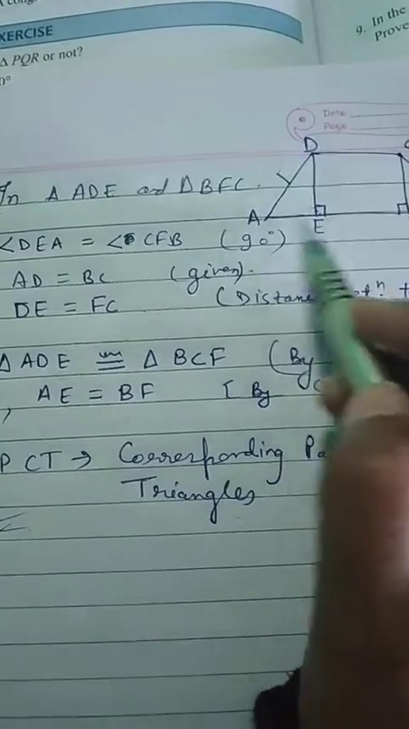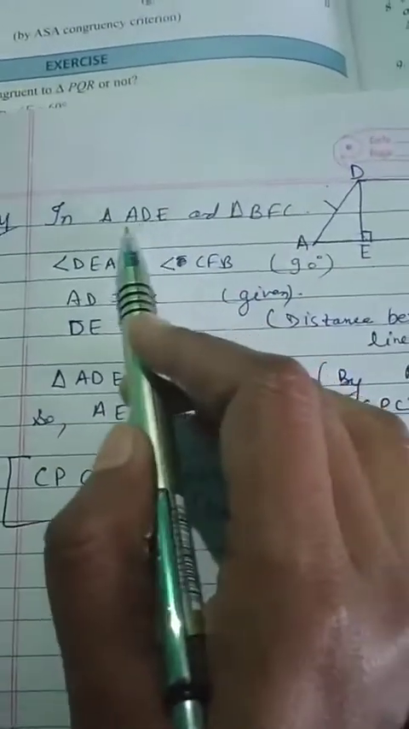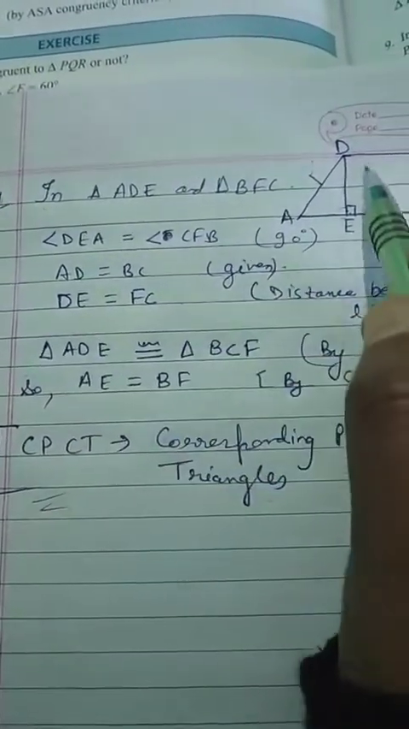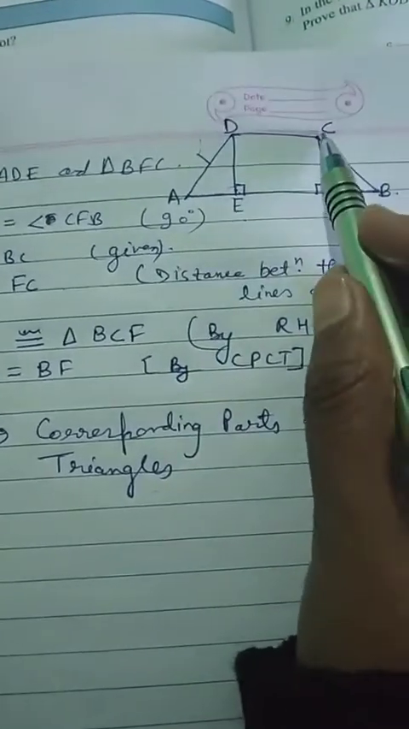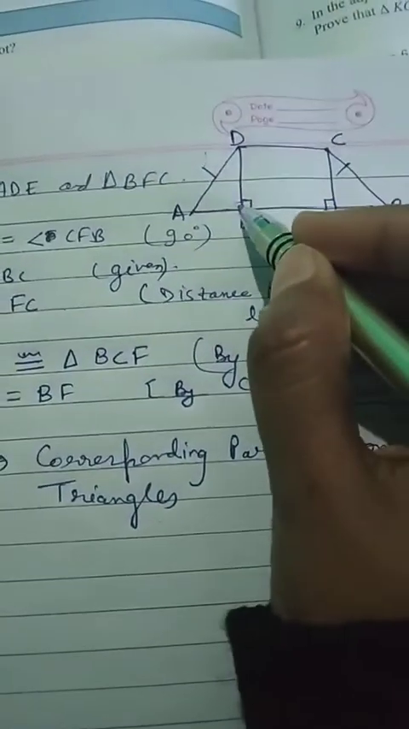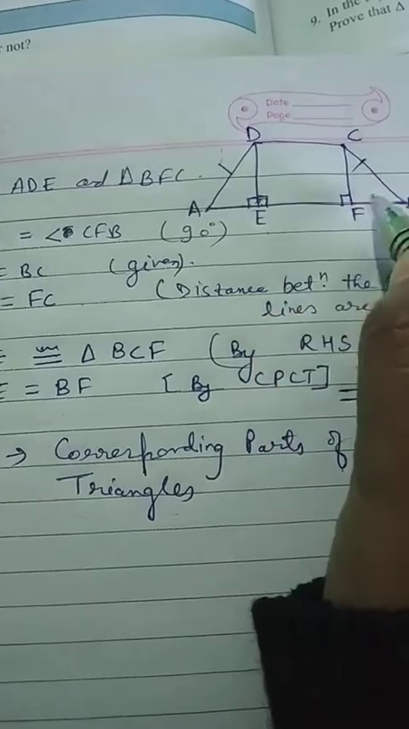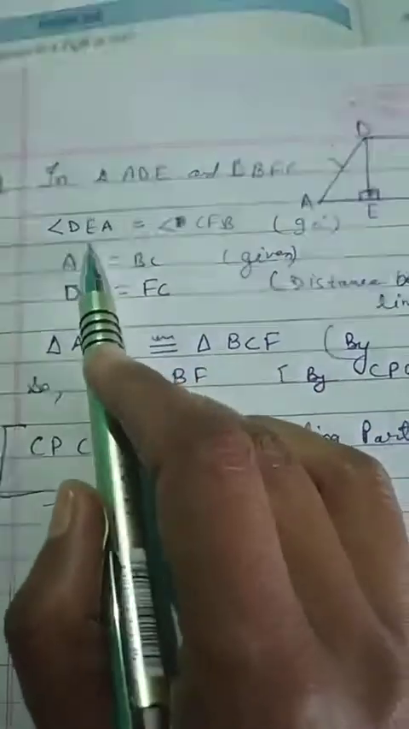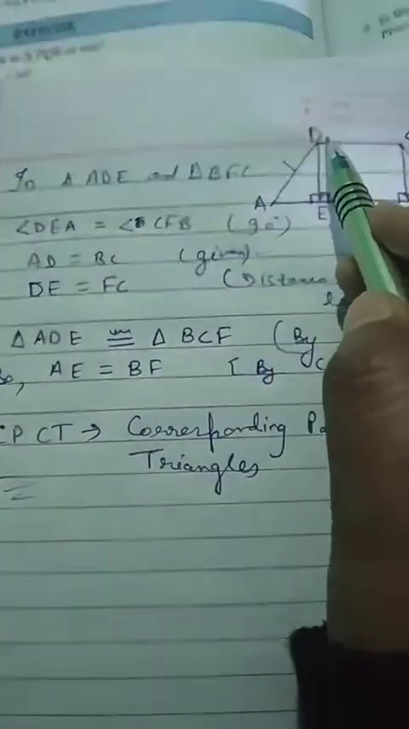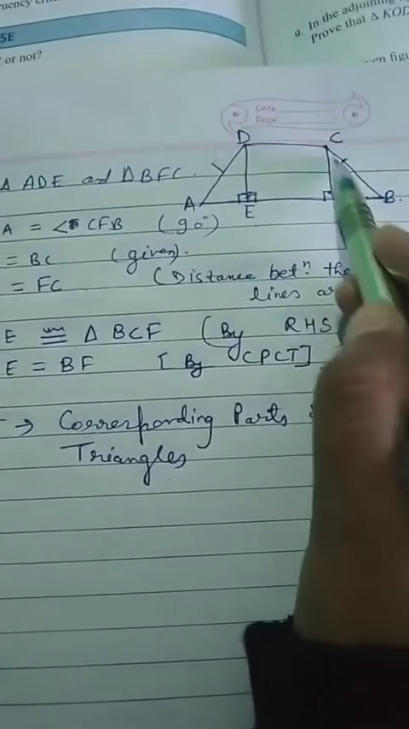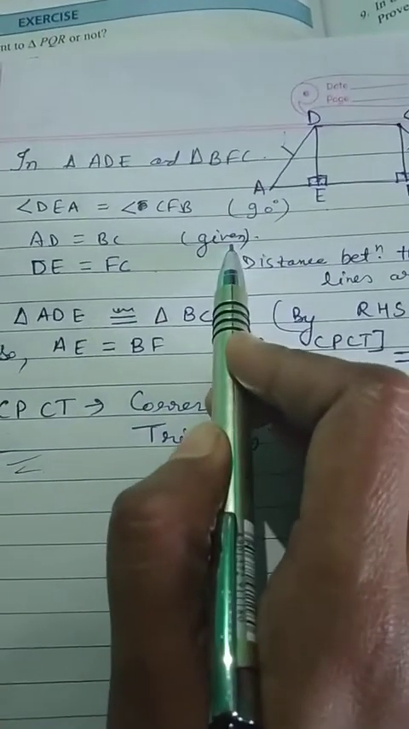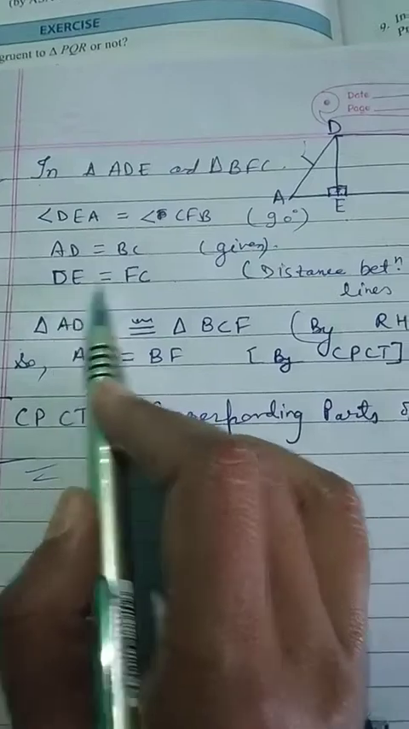Okay. So we will make these two triangles congruent. How? In triangle ADE and triangle BCF, you will write it first like this. Angle DEA is equal to angle CFB, because here is 90, so here will also be 90. Both sides 90, so both are 90 degrees. AD is equal to BC. It is given in the question. Okay. And DE equal to FC.